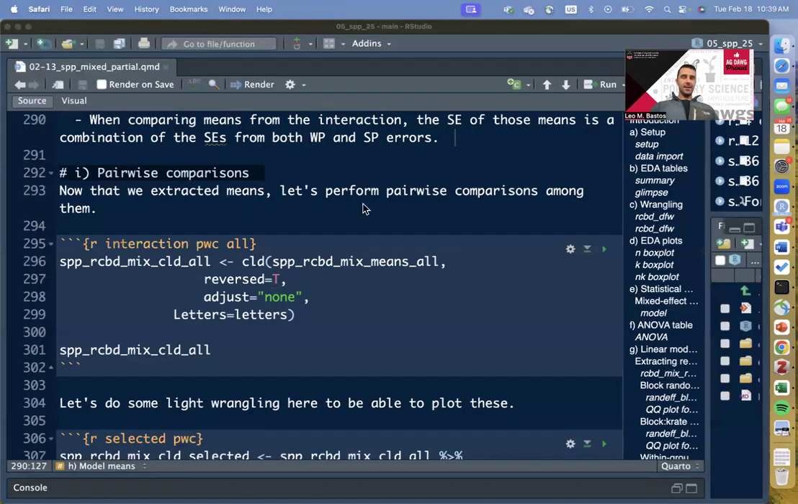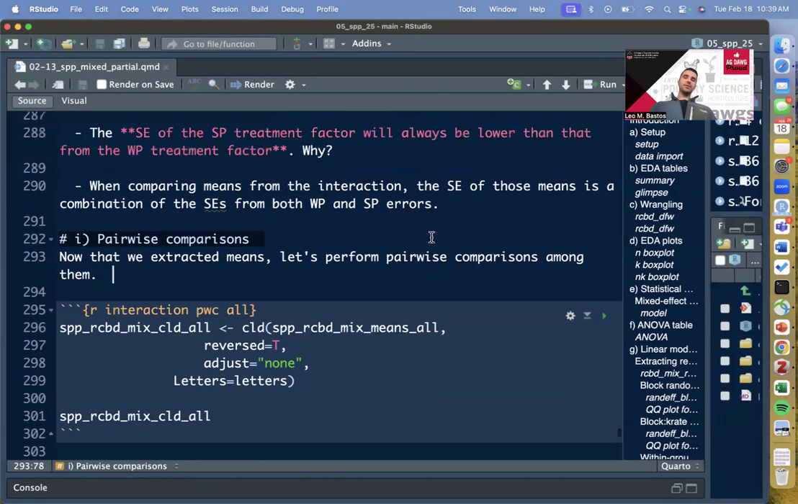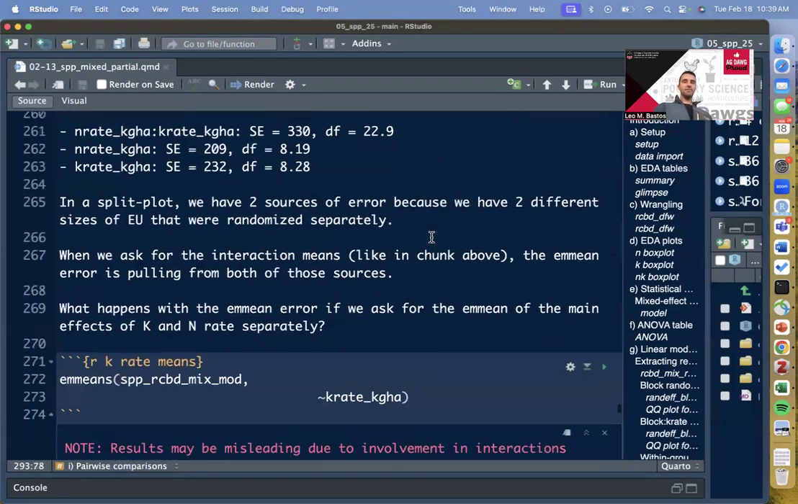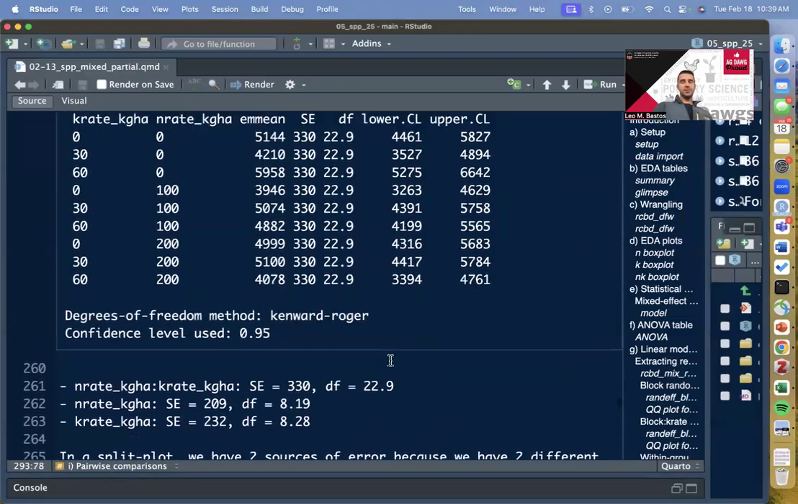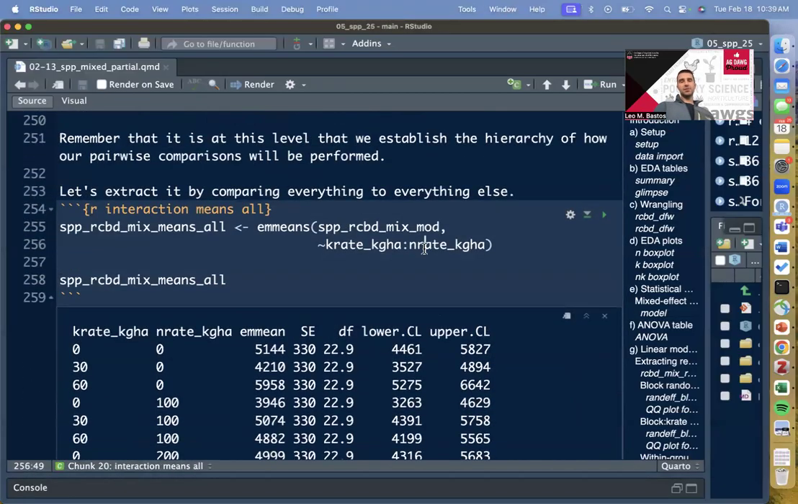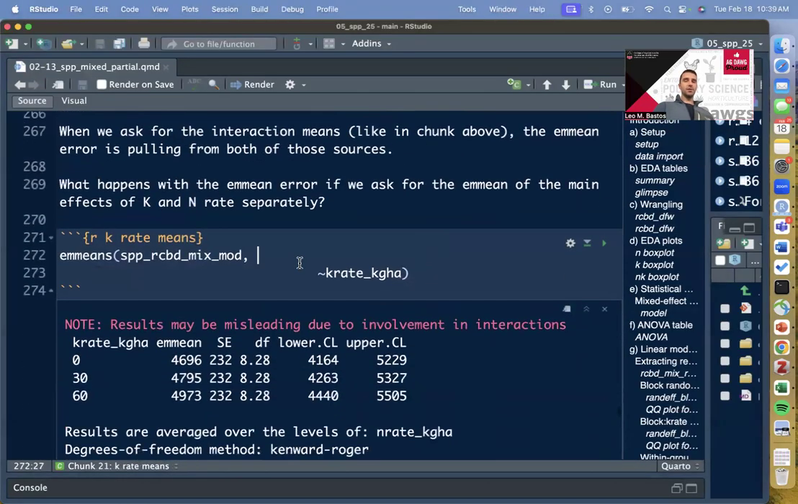All right, let's resume here. So we determine how we are extracting those means. The reason I decided to do everything versus everything else is really just an option. You could have gotten one inside of the other, or the other inside of the one, using the vertical bar.